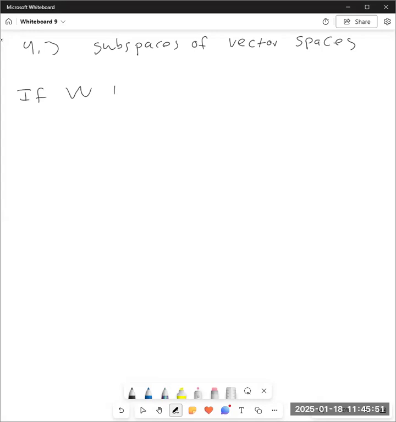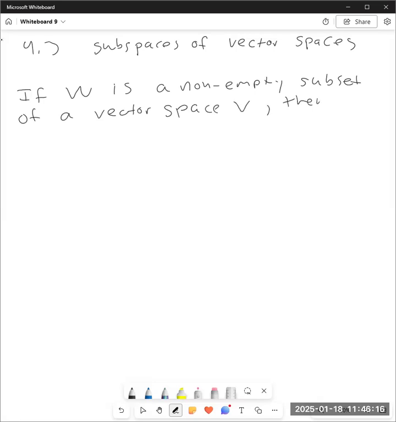If capital W is a non-empty subset of a known vector space V, then W is a subspace of V if and only if, meaning that it's sufficient to say these two things.